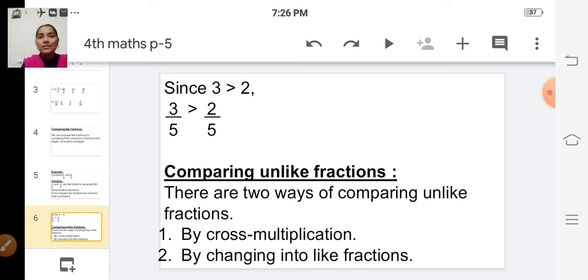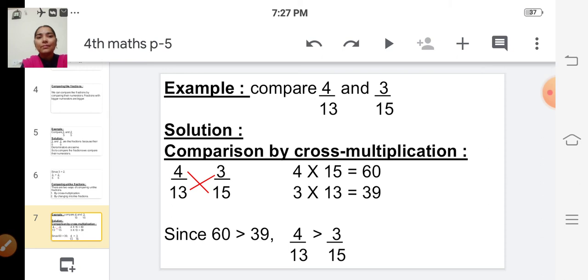So next one is comparing unlike fractions. There are two ways of comparing unlike fractions. One is by cross multiplication and the second one is by changing into like fractions. We can see one example using these two methods. Example 1, compare 4 by 13 and 3 by 15.